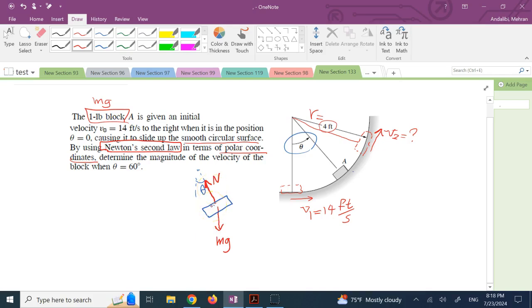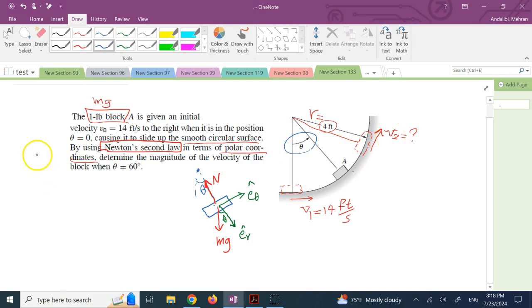But here that's all you have, and then it is asking you to use our theta coordinate. So you have e theta in this direction and e r radially out like that. And this angle is also theta. So that's your free body diagram and your coordinate frame, and now your goal is to use the Newton method in polar coordinates and find the speed of the particle when it's at 60-degree angle up.